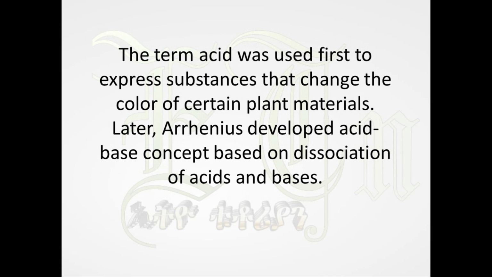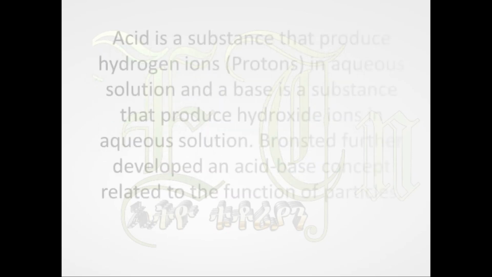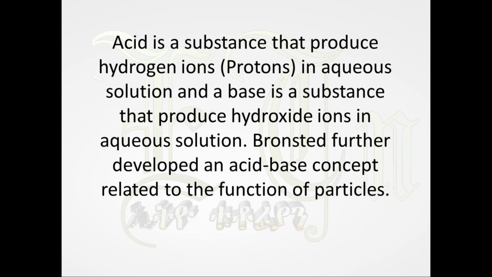The term acid was used first to express substances that changed the color of certain plant materials. Later, Arrhenius developed an acid-base concept based on dissociation of acids and bases. An acid is a substance that produces hydrogen ions, protons, in aqueous solution, and a base is a substance that produces hydroxide ions in aqueous solution.